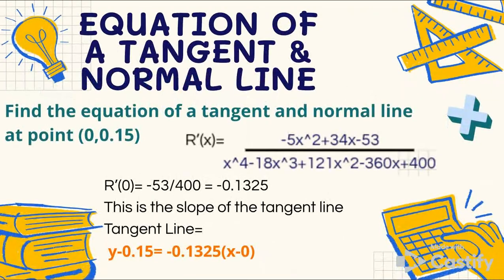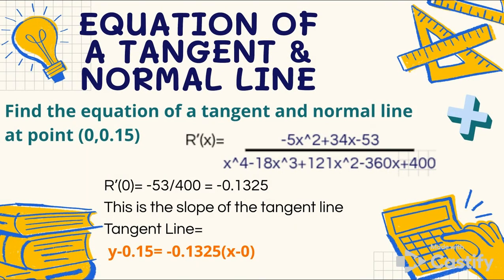Now, lastly, we're looking at the equation of a tangent and normal line. To find this, the point I have chosen is 0, 0.15 because it is a y-intercept, making it easier. I will need the derivative, and I need to find the slope first. So to do that, I would plug my x value into the derivative to get the slope, which here is negative 0.1325.